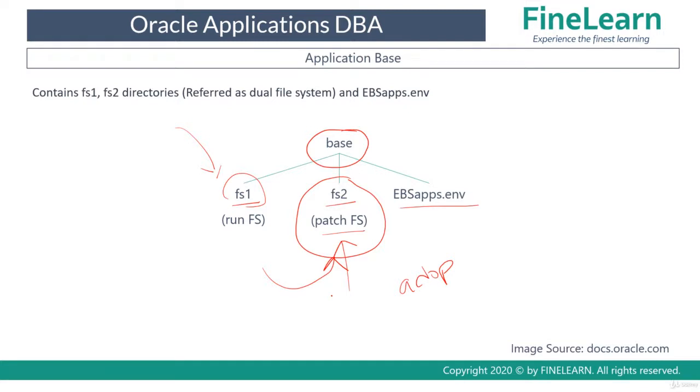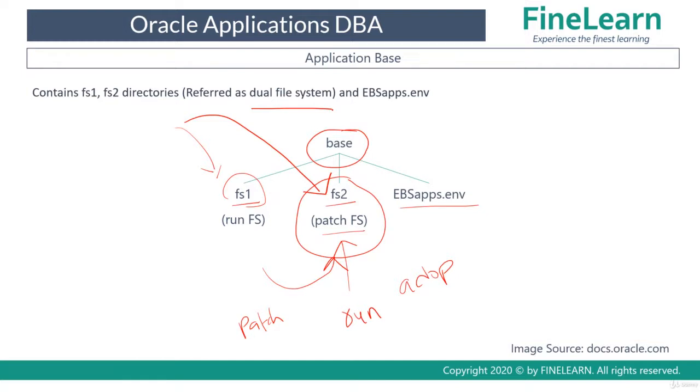So when we flip the file system, then the fs2 becomes the run file system and fs1 becomes the patch file system. So why do we have to flip? Because all the updates we have applied now to fs2 are now going to be used by the end users. Since we flipped the file system, the end users who were connecting previously to fs1 will now start accessing fs2 so that they can avail all the latest features or any other bug fixes we have applied on fs2. So this is the basic concept of dual file system.